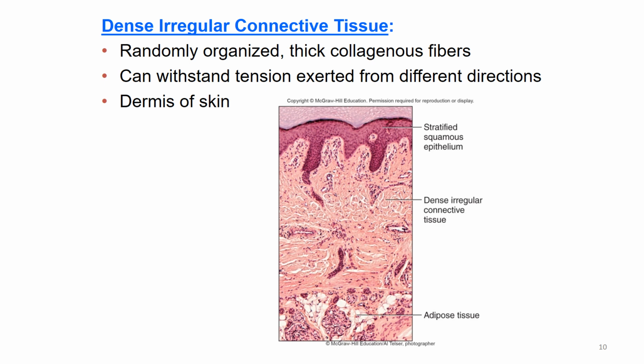Dense irregular connective tissue. This also has many collagen fibers, but here the fibers are more randomly arranged. But it can withstand tension. The location for this tissue is the dermis of our skin. The dermis of the skin is the middle layer of skin.